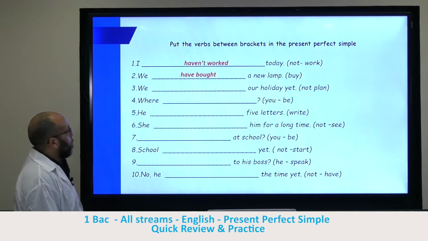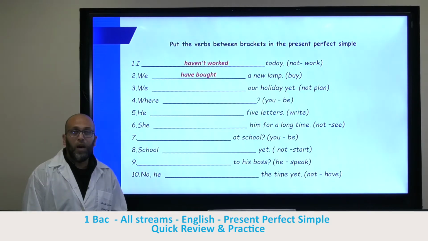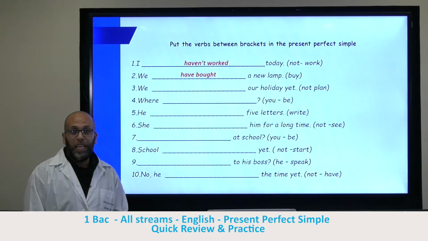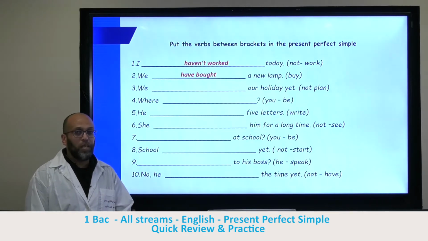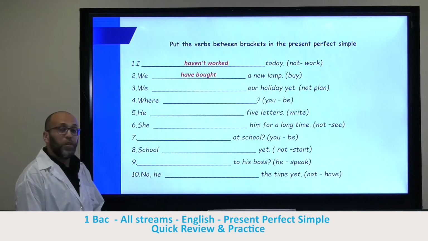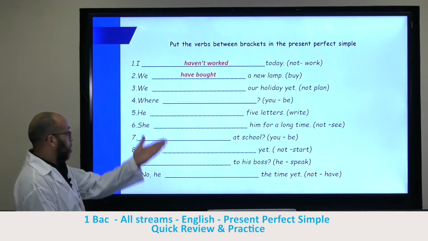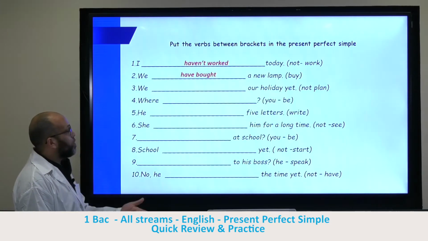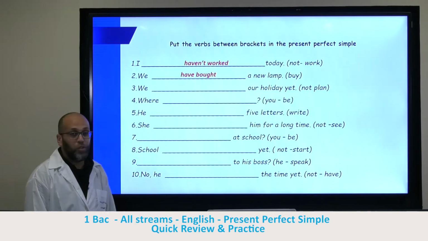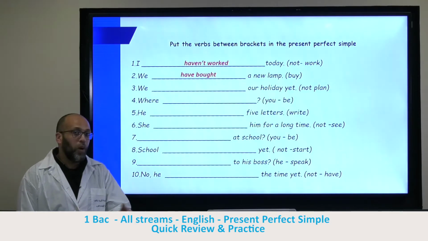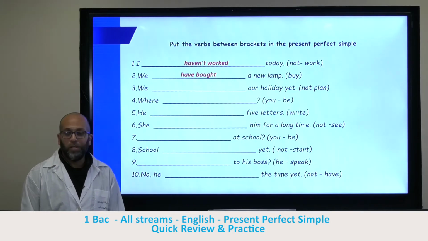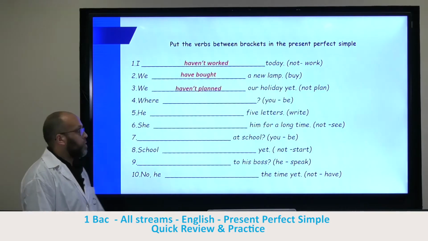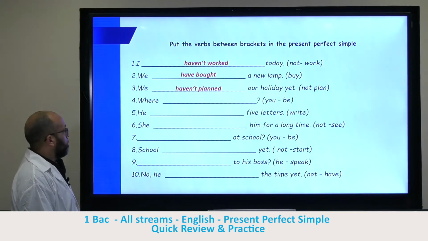Number 3: We not plan our holiday yet. A moment later, we're going to focus on the adverbs and the words and expressions that show the present perfect simple within a sentence. And one of them is yet. So we not plan our holiday yet. We should say we have or has. What goes with we as a plural? So we say we have not planned our holiday yet.